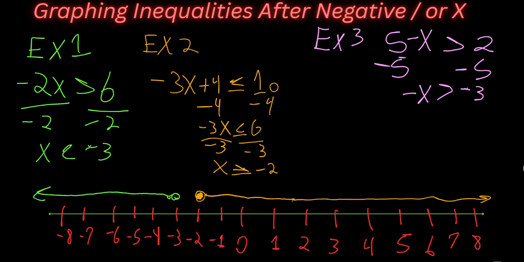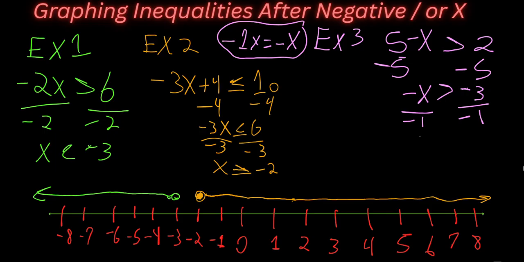So let's write that up here. So -1x is equivalent to -x. So we still have a negative term or a negative number with our variable. So we need to address that. And the way we address that is to divide by -1 on both sides.